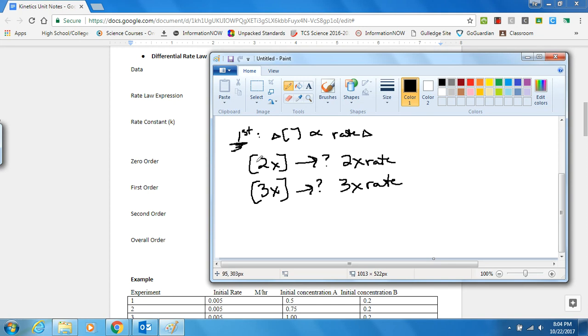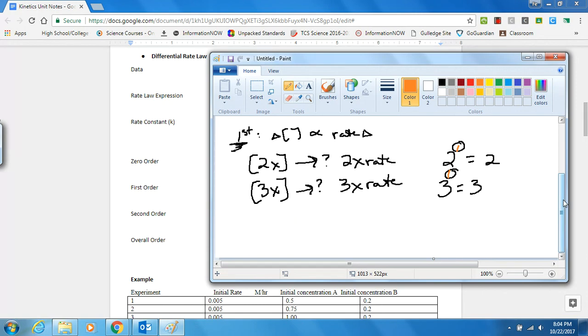Well, if I take my concentration change, which is 2, and I take my rate change, which is 2, what would this exponent be? Well, that exponent would be 1, because 2 raised to the first power is equal to 2. Let's do the same thing with 3. 3 raised to what power is equal to 3? Well, that answer would be 1. So what an order is, it's the relationship between your concentration change and your rate change.